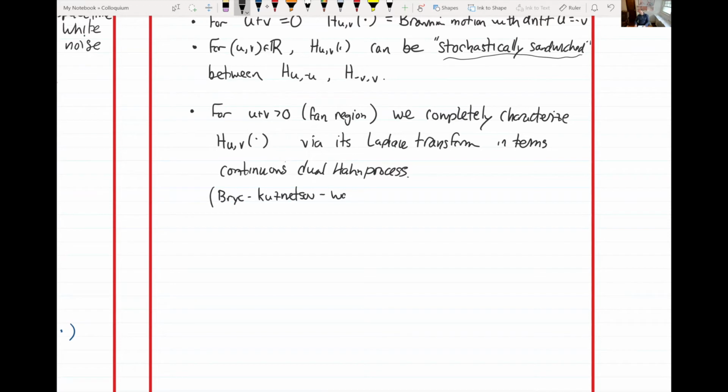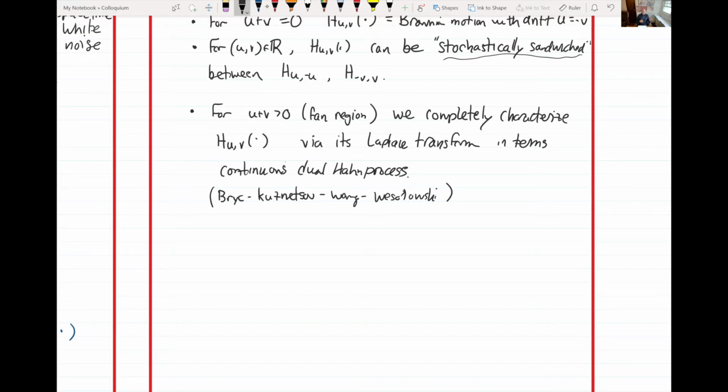Work of these four compatriots, who give a stochastic description, a description in terms of some sort of stochastic process, for this invariant measure. And it goes by basically inverting our Laplace transform formula.